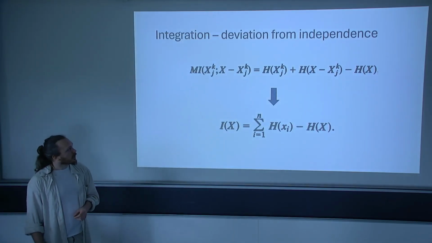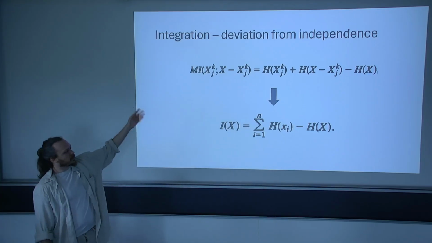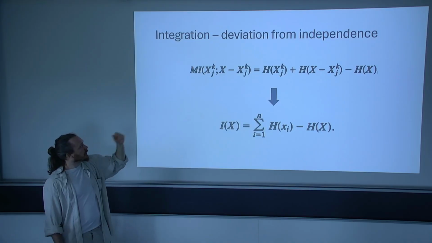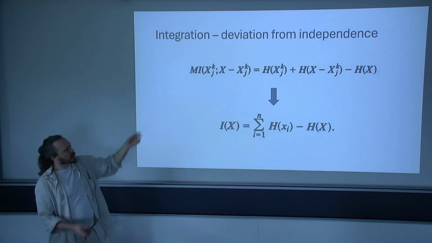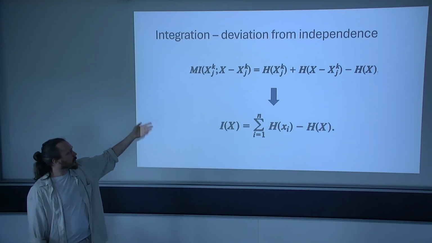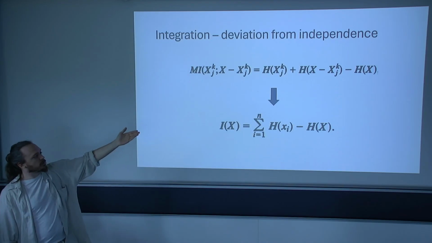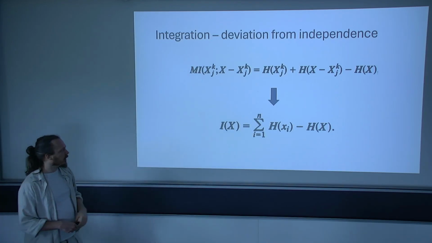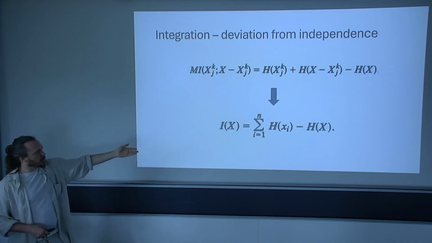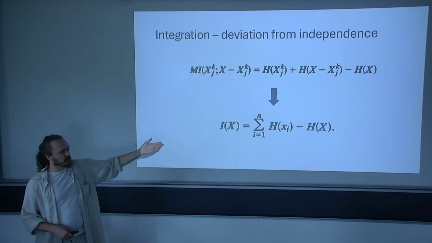So they start off by defining a generalization of mutual information. You have the entropy formulation. You take some system, divide it into two partitions, and the mutual information between those two partitions is the entropy of one plus the entropy of the other minus the entropy of the whole. And then integration is defined as the sum of entropies of the elements of the system minus the entropy of the system as a whole.